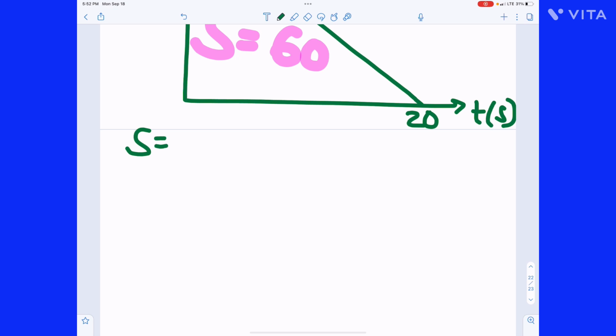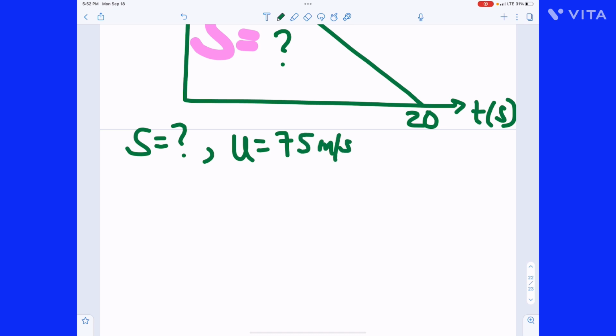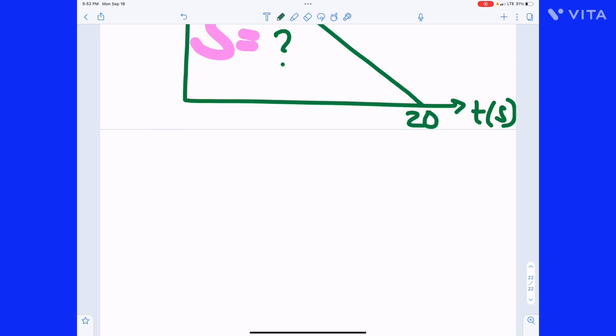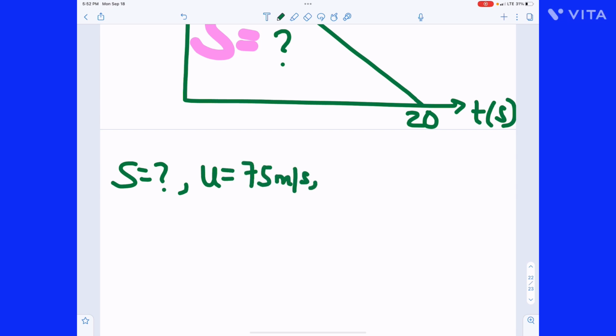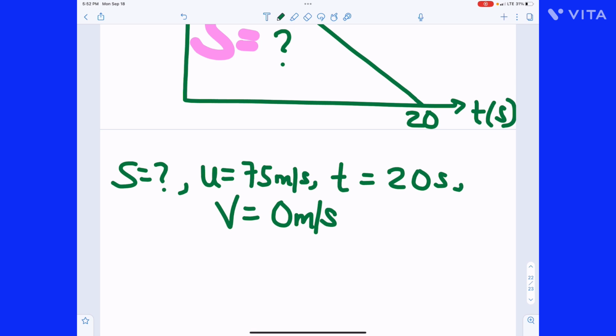Distance traveled, we don't know it. It is the distance traveled we are looking for. Distance traveled, question mark. Initial velocity is 75 meters per second. Time taken to decelerate, 20 seconds. Final velocity, 0 meters per second, because it came to rest finally.